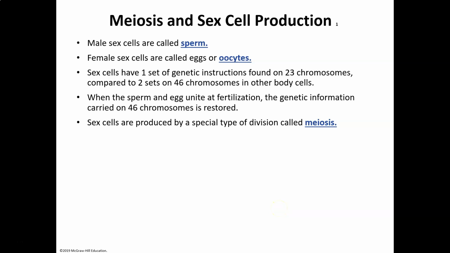Hey guys, this is going to be a fairly short video about meiosis and sex cell production. I want to clear up some things about how meiosis works and how it's different than mitosis. If you remember way back, the end goal of mitosis is to have two identical cells when you started off with one cell. You want those cells to be exactly the same, perfectly reproduced.